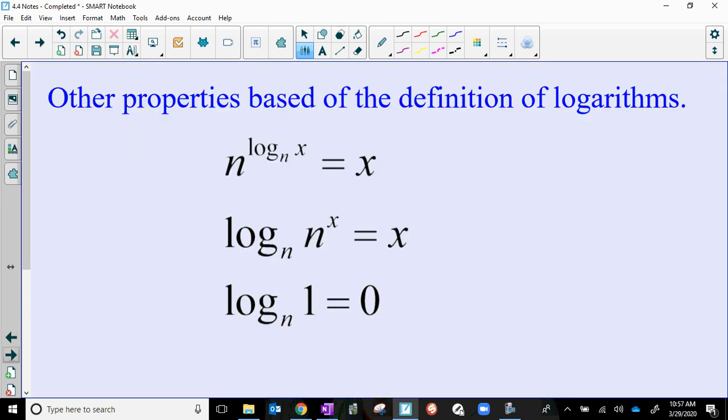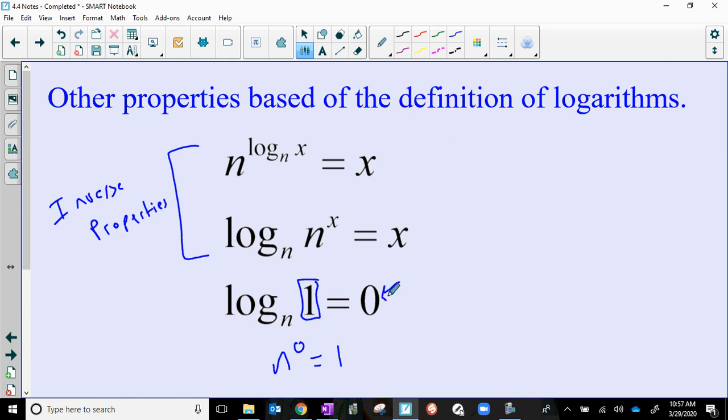Some other basic properties: we have the inverse properties that we already discussed in section 4.3, day 1. Inverse functions cancel each other out. So if the base of the log and the base of the exponential are the same, they cancel out, just giving what you have for your input. And then the other property we know from a long time ago, n to the 0 is always going to be 1. So if you have a 1 here, then you know the exponent is always 0. These are properties you want to know inside and out because they're really quick and easy to use.